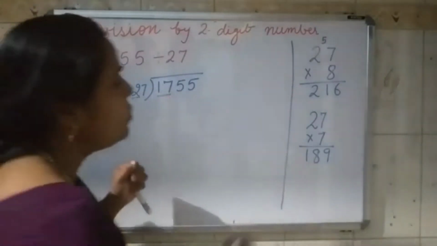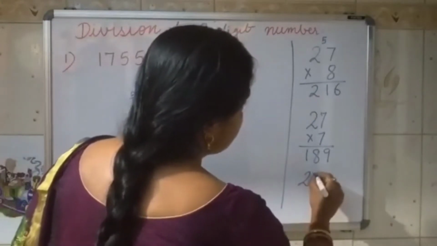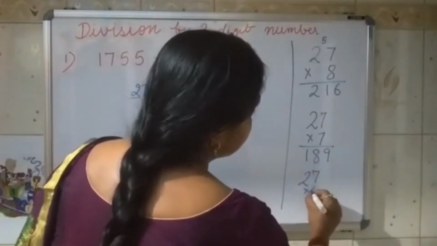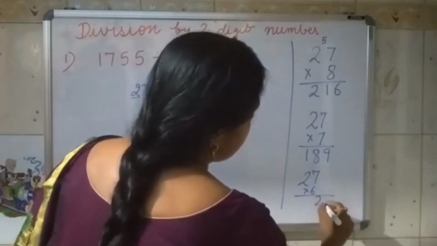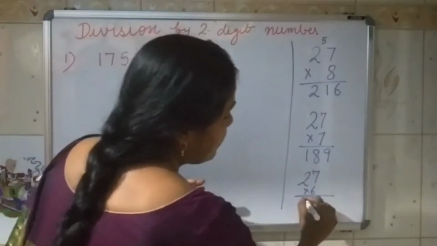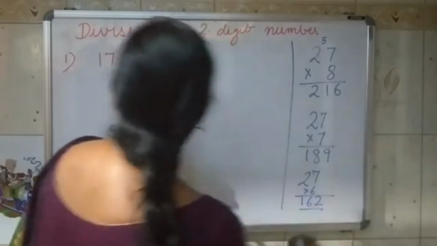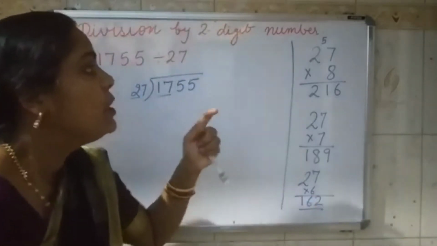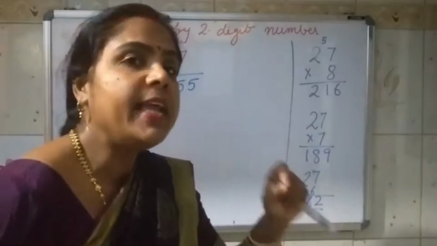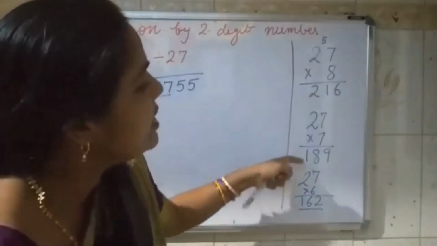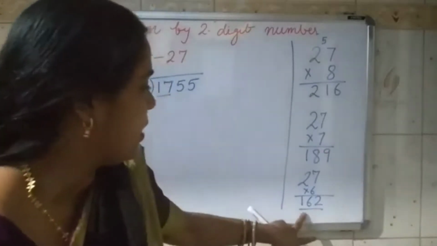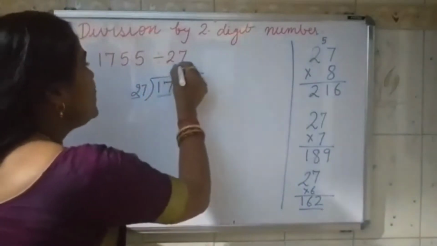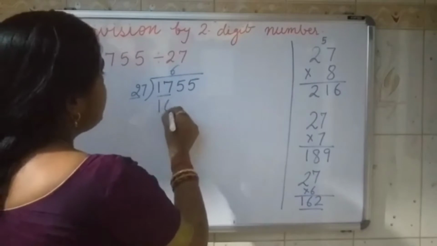So what will we do? We will try one less than this. 27 multiplied by 6. 6 sevens are 42 and 6 twos are 12 and 4 is 16. Now 162 is less than 175. So what I said to you, this is called the try and hit method. I tried 3 different numbers, and which number is exactly applicable? 27 times 6 is 162. So we will go for 6 times, 162.